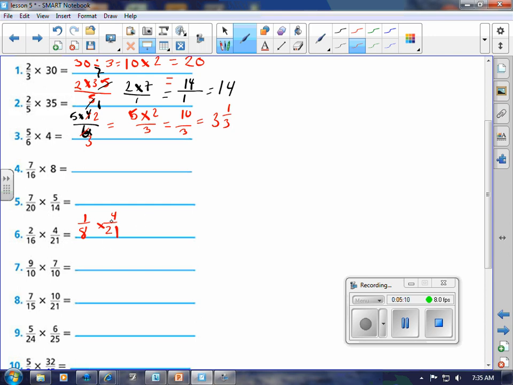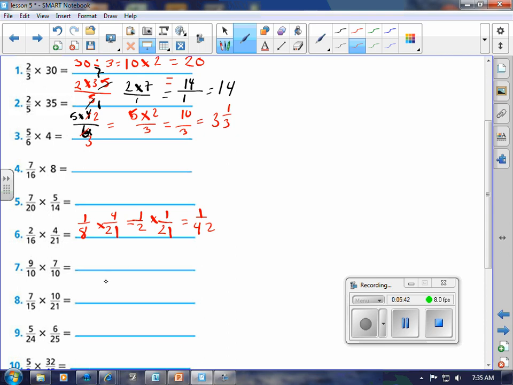Then what I get is, I can move these around. I can say 4 over 8, right? 4 over 8 is 1/2. And then I can multiply that by the 1 over 21 because it doesn't matter if I move them around. When I do that, I get 1 over 42. So did you see what I did? I put the 4 over the 8, and then I went on from there.